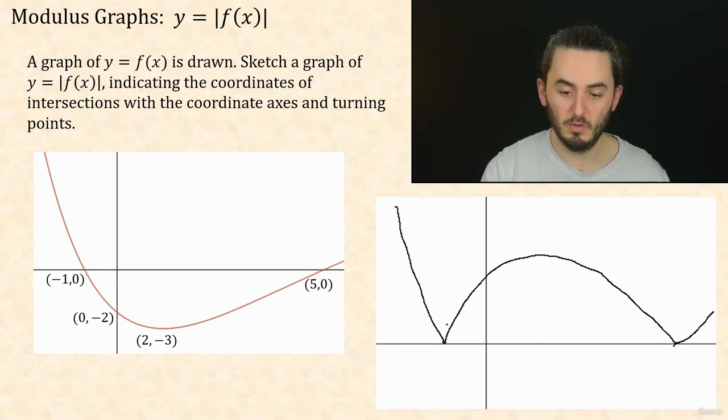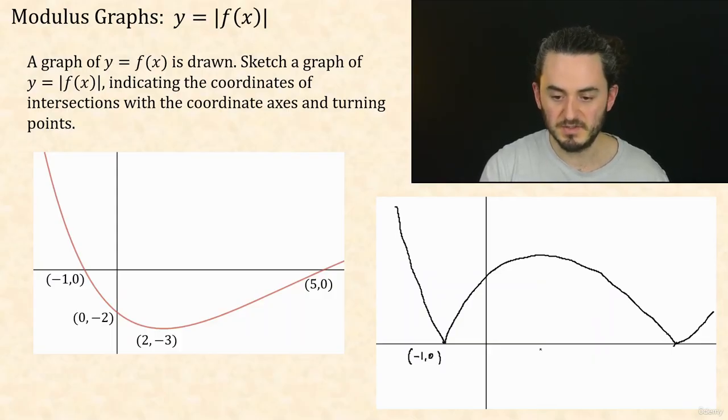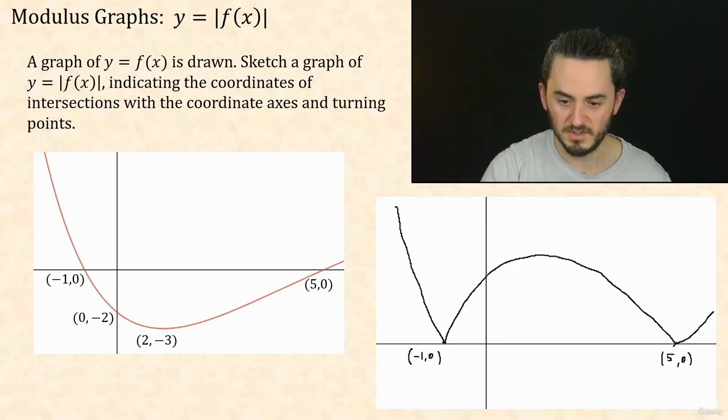Now, what about all of the coordinates? Well, this root here was negative 1, 0. So that's staying exactly where it is. Negative 1, 0. And so is this root here. 5, 0. But look, we had a y-intercept of 0, minus 2, and that got bounced up to be made positive. So this point here is 0, positive 2.